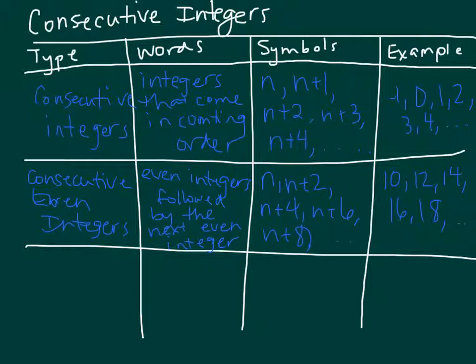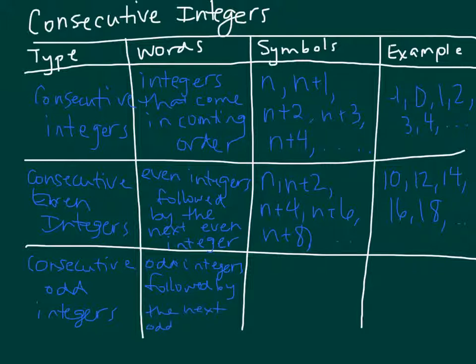And the last one we're going to look at are consecutive odd integers. They're very similar to even integers. Obviously they're not even, they are odd integers followed by the next odd integer. Okay, so when we do symbols, this one's a little bit tricky. If we start with n, let's say we start with an odd number, 15. Well, our next odd number is 17.